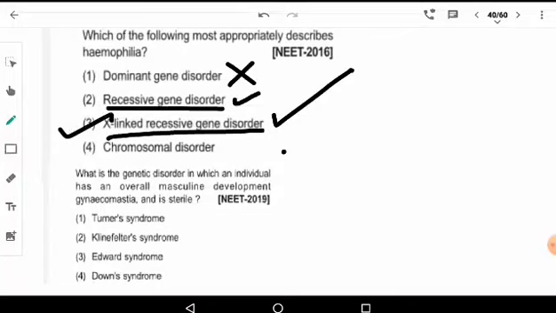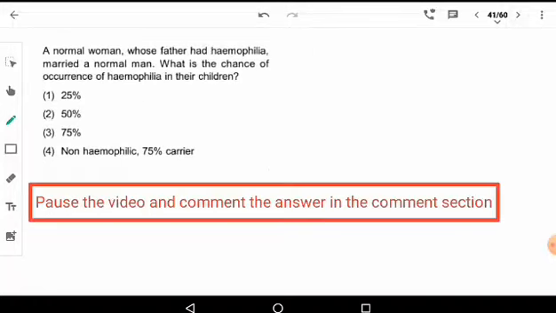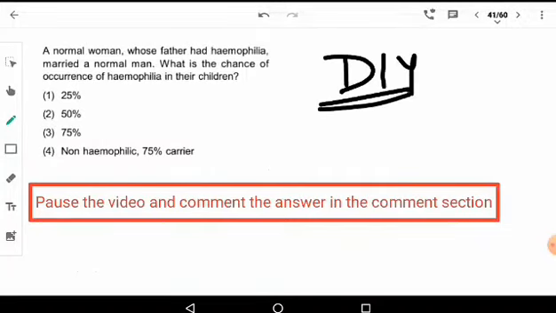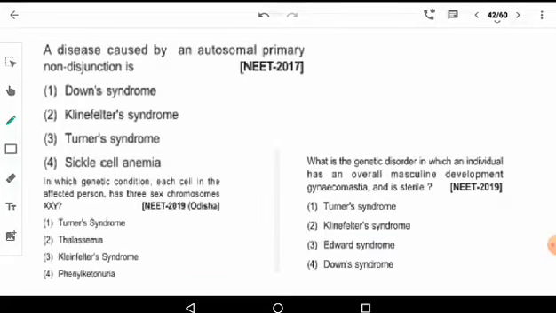Now let's discuss the next question. What is the genetic disorder in which an individual has an overall masculine development, gynecomastia? On seeing this word itself, we can say the answer. It is Klinefelter's syndrome. Now this is a question for your DIY today. Pause the video and comment the answer in the comment section now.